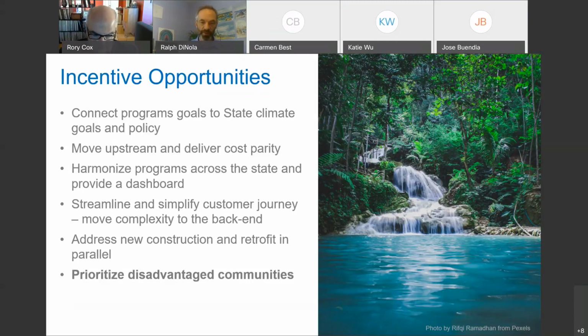And have both statewide programs and service territory programs, but make sure that they are harmonized and to provide a dashboard for clarity about where they are and when they're available. And then streamlining and simplifying that customer journey and moving all the complexity to the back end, and of course addressing new construction now and retrofit in parallel.